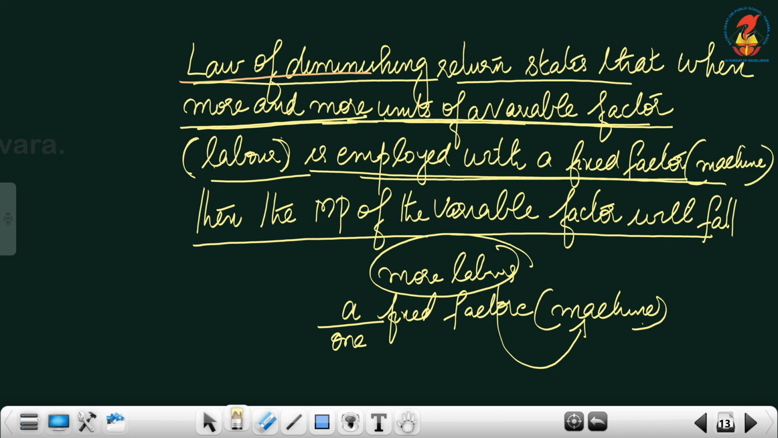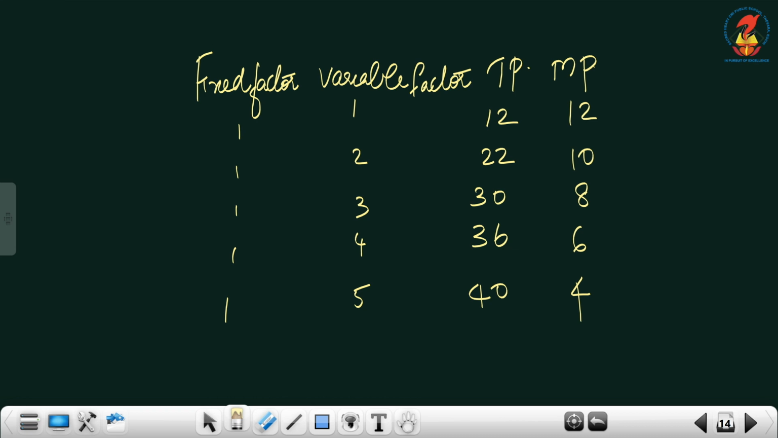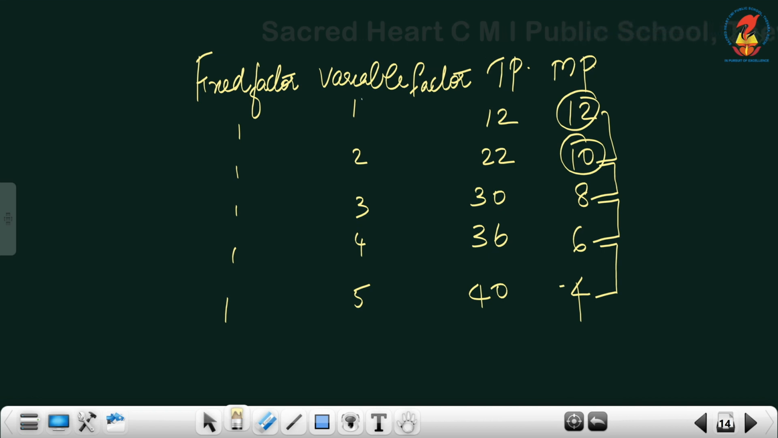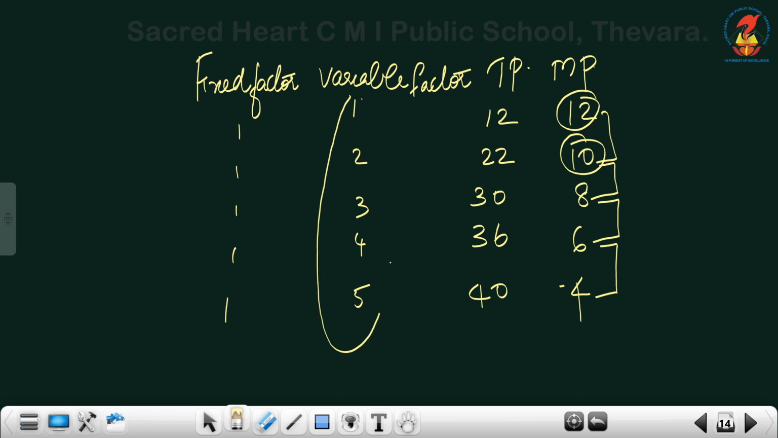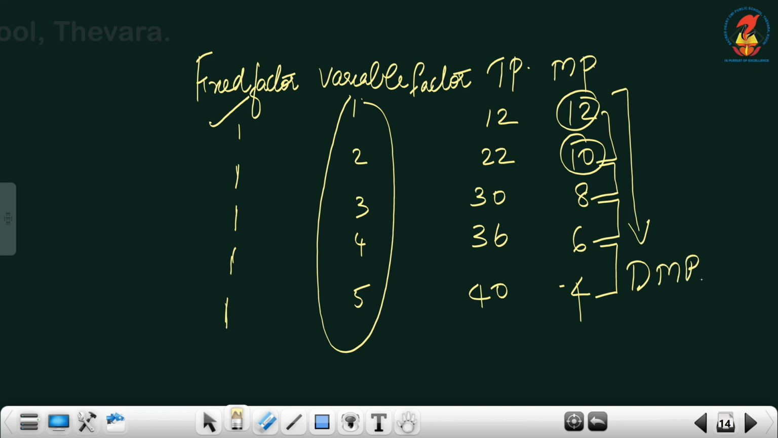Now we will move on to the relationship between total productivity and marginal productivity. Now here you can find that the marginal productivity goes on declining from 12 to 10, 10 to 8, 8 to 6, 6 to -4. Why has it come down? Because the number of labors is added from 1 to 5, but the fixed factor machine is kept constant as 1, 1, 1. That is why it is falling. This is known as diminishing marginal returns, the law of diminishing marginal returns.